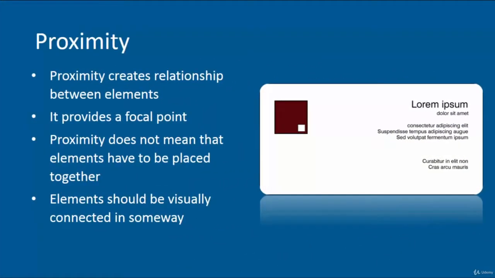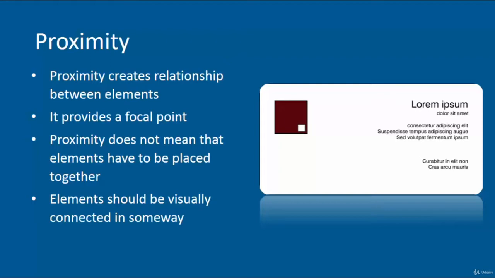Then comes proximity. Proximity literally means closeness, right? So it creates a relationship between elements. For example, it provides a focal point. It does not mean that elements have to be placed together, by the way, even though the word proximity implies closeness, but not necessarily in the world of interaction design or the principles of design. Elements should be visually connected in some way.